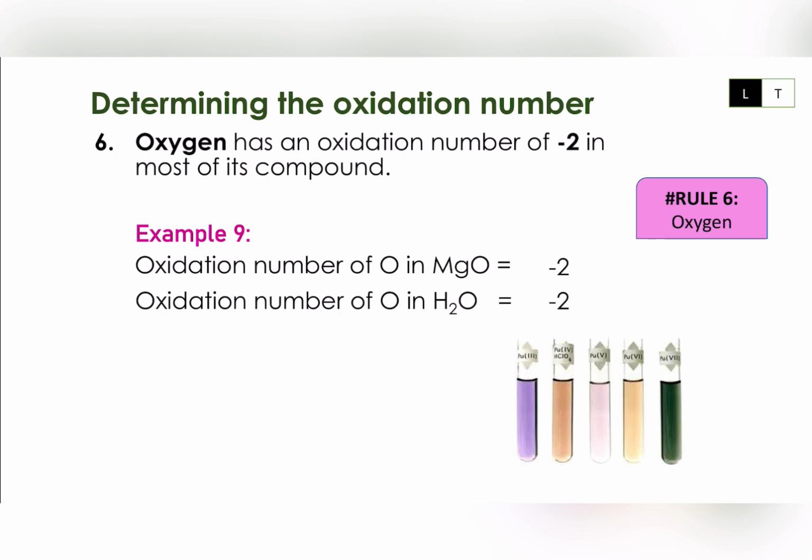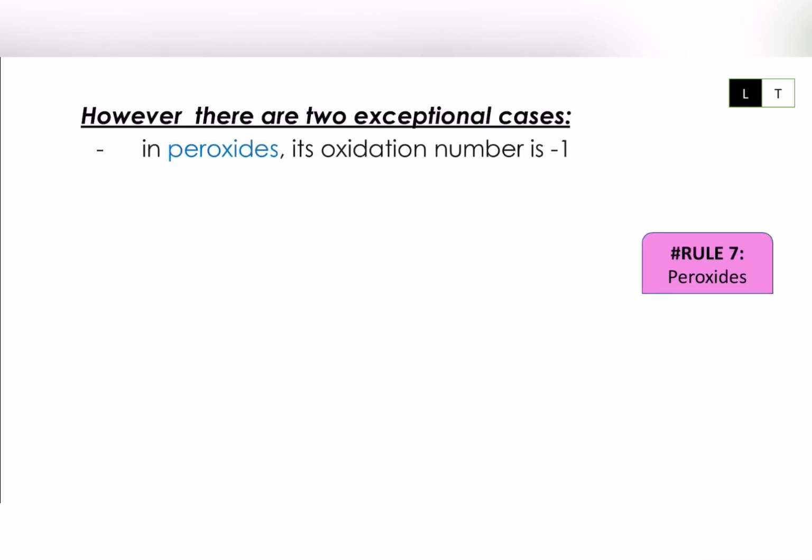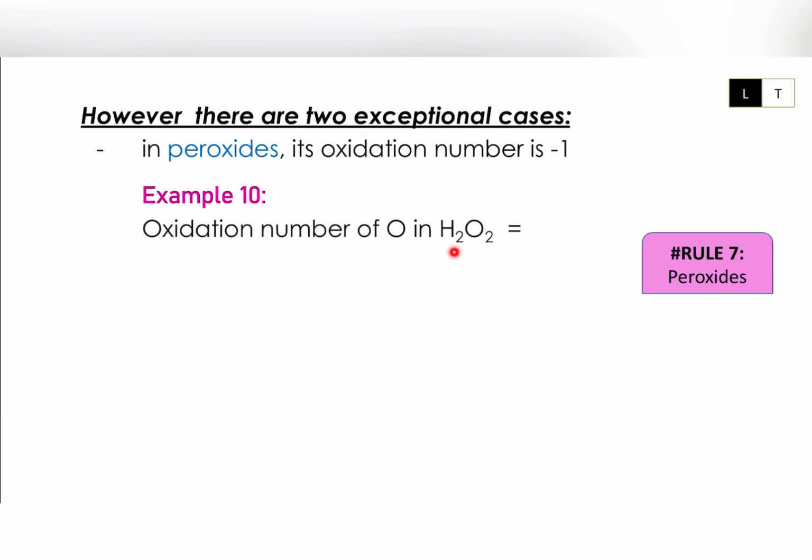So please remember, hydrogen is always positive 1, oxygen always negative 2, halogen always negative 1. But there are certain exceptional cases that you have to watch out for. The same goes for oxygen, where there are two exceptional cases. In peroxide, its oxidation number is negative 1. For example, the oxidation number of oxygen in the peroxide H2O2 is negative 1.